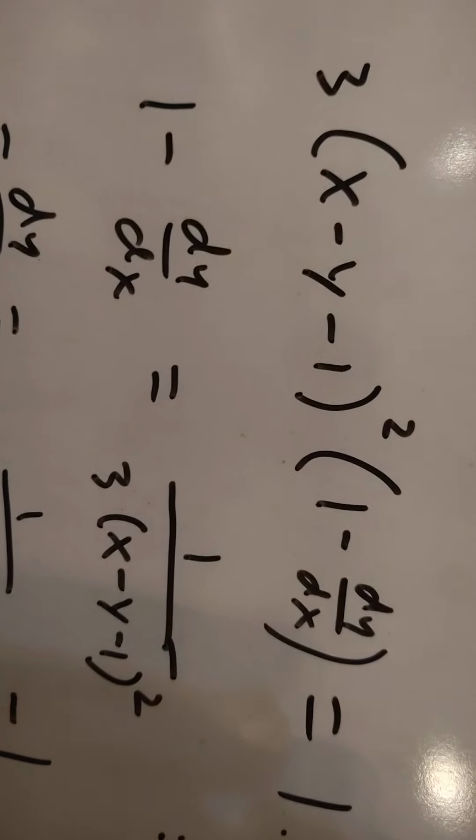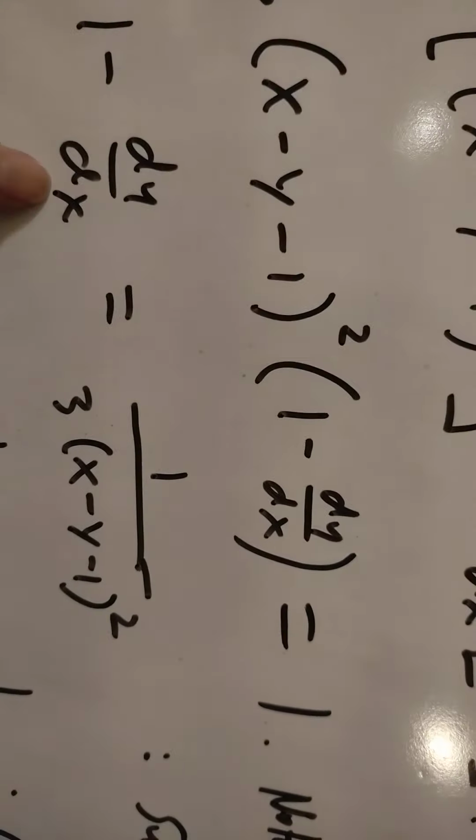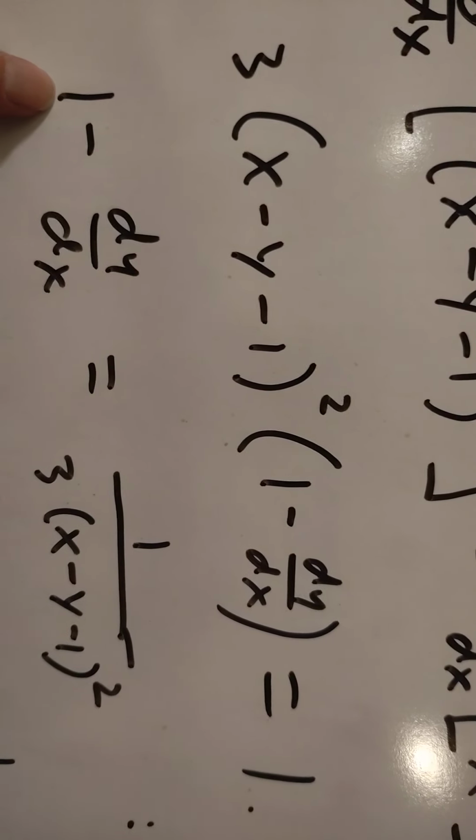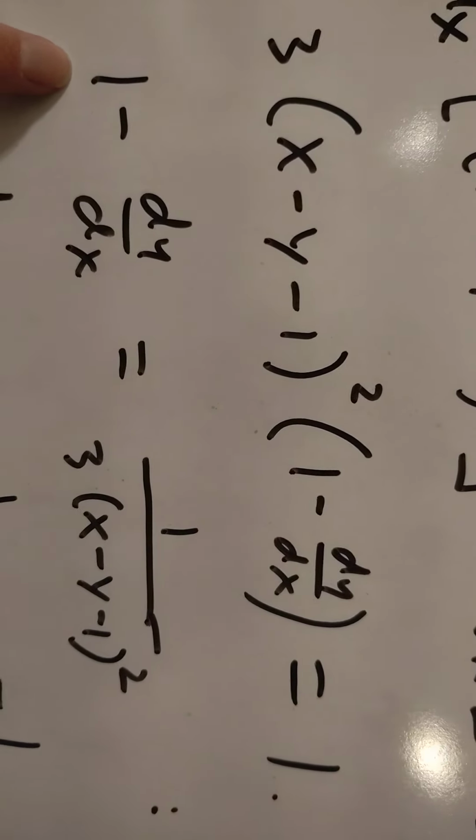Okay, what do you think I'm going to do next? How about subtract 1 from each side? Because I want dy/dx by itself, so get rid of this positive 1. So subtracting 1 from each side, let me just show you what I have here. Subtract 1 from each side. Okay, so when I subtract 1 from each side, here's what we get.